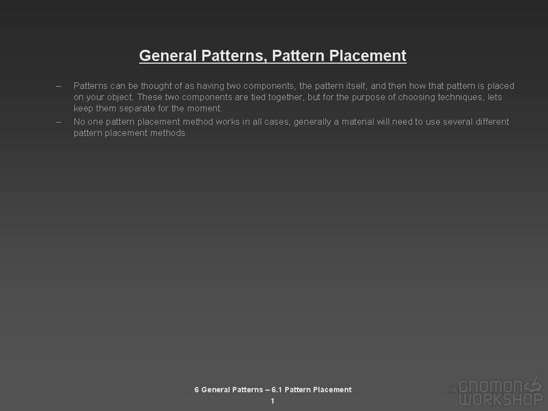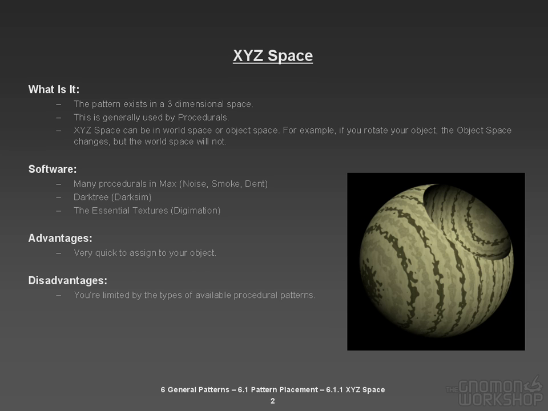And then keep in mind, no one pattern placement method is going to work in all cases. Generally, a material will need to use several different ones together in order to get your final material. So the first placement method we're going to discuss is XYZ space. This is when your pattern exists inside of a three-dimensional space, and generally this is the way you place procedurals on objects.